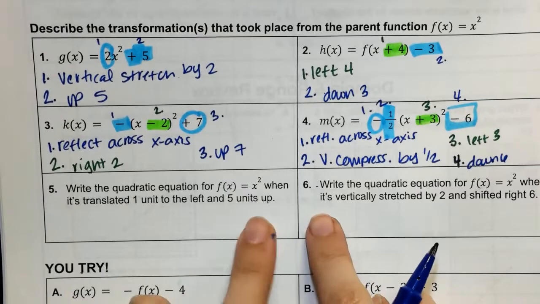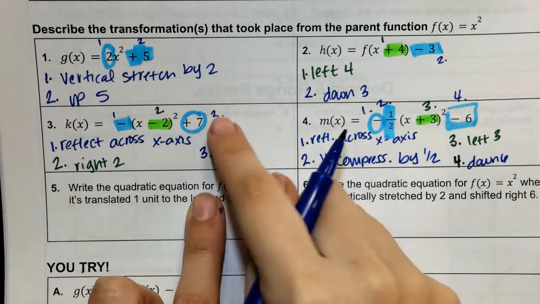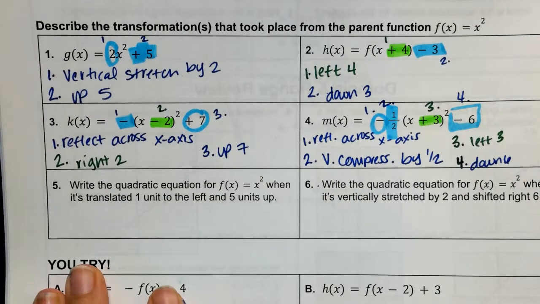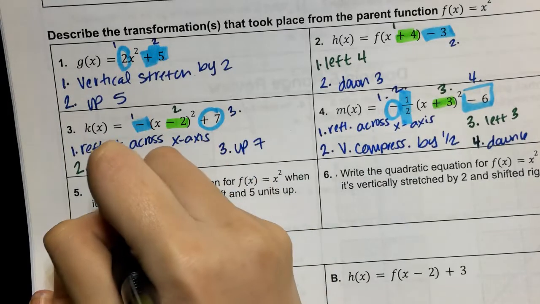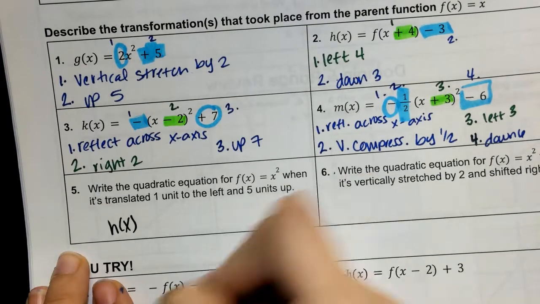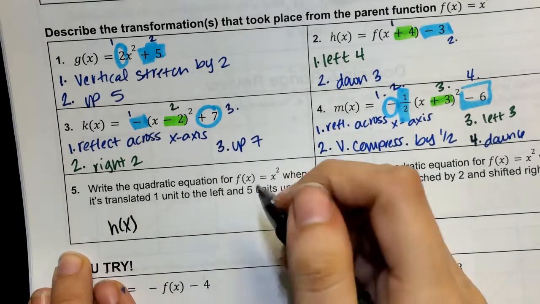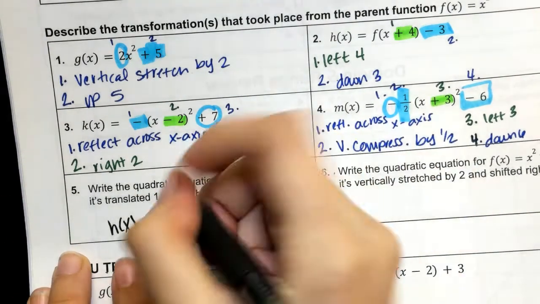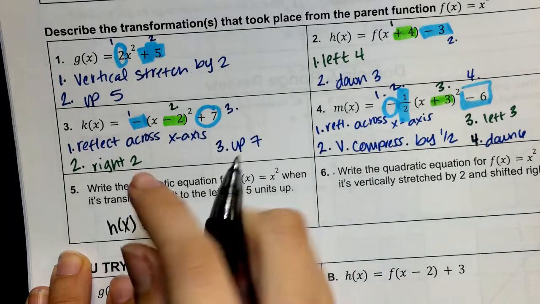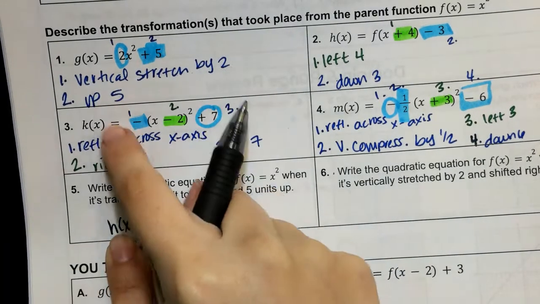But sometimes you're given the descriptions and you have to write the equation. So to do that, what I always like to do is write h of x. You can use any letter really. You can say j of x, k of x, m of x, n of x. I like to use h, but you can use any letter. H of x equals, where h is my transformation. Notice these are all different letters.